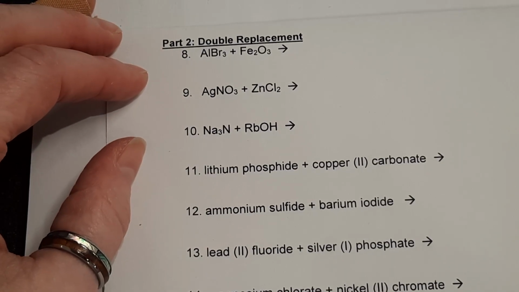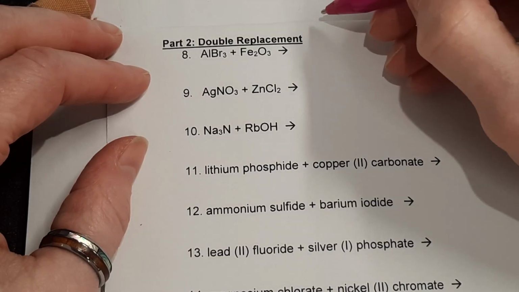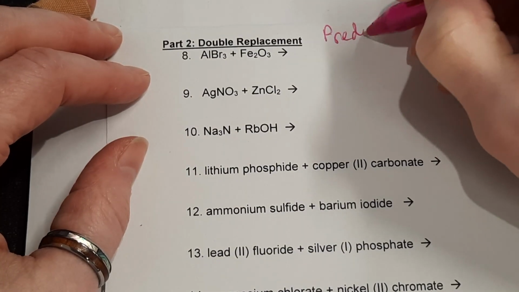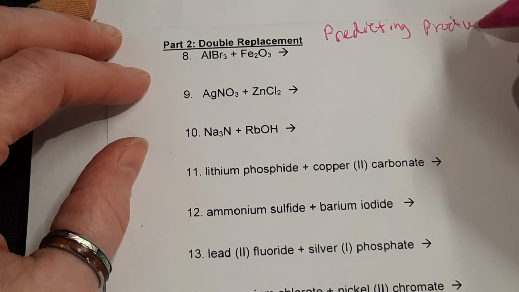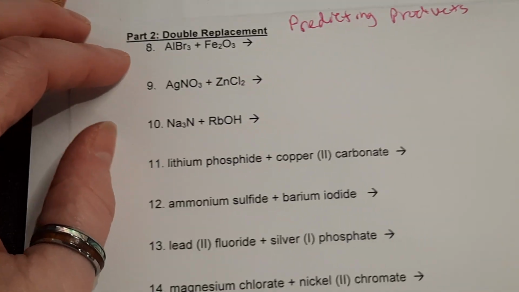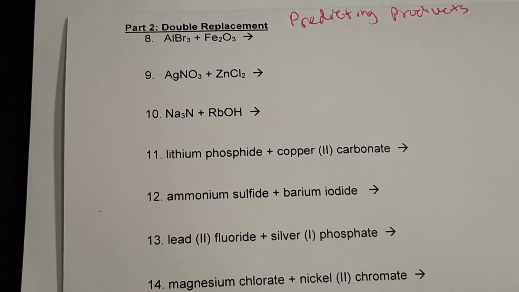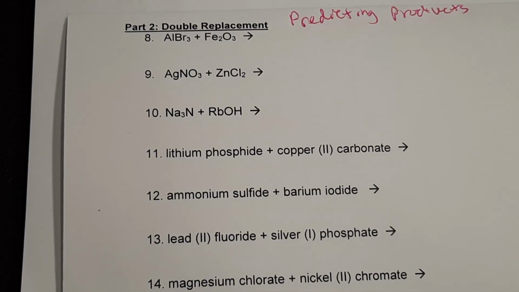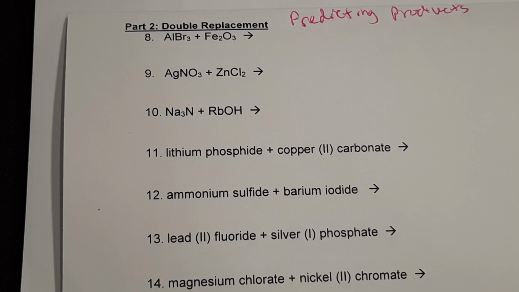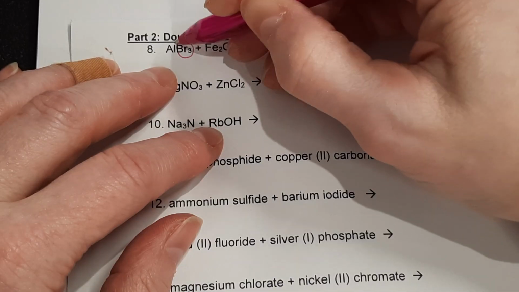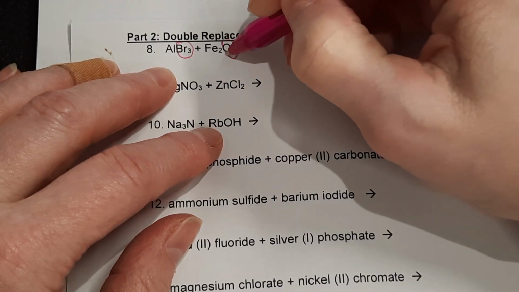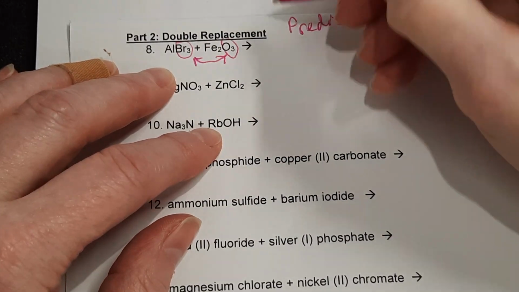Okay, guys, this is the lesson for double replacement where we are predicting the products. Now, the nice thing about double replacement is that I do not need my metal activity series, okay? It is assumed to occur. So here we go. My bromine and my oxygen are going to switch places.